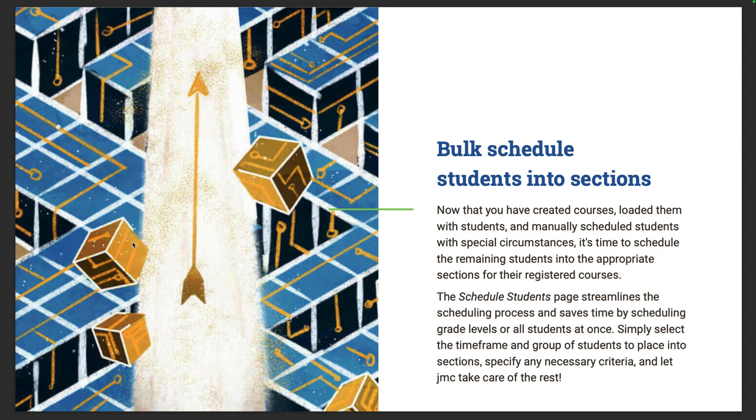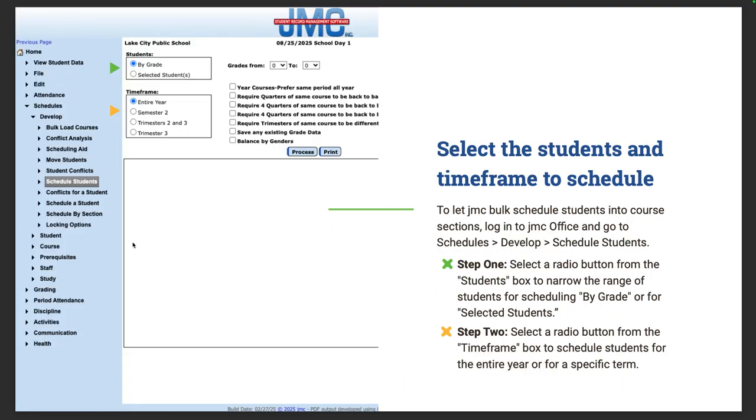We'll also talk about bulk scheduling students into sections. Now that you've created courses, loaded them with students, and manually scheduled students with special circumstances, it's time to schedule the remaining students into the appropriate sections for their registered courses. The Schedule Students page streamlines the scheduling process and saves time by scheduling grade levels or all students at once. Simply select the time frame and the group of students to place into sections, specify any necessary criteria, and let JMC take care of the rest.